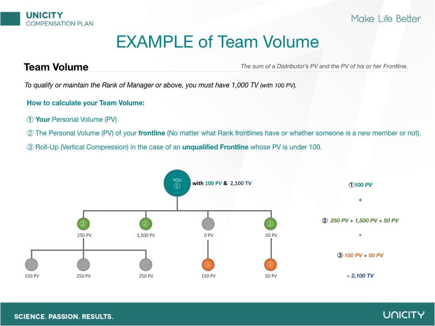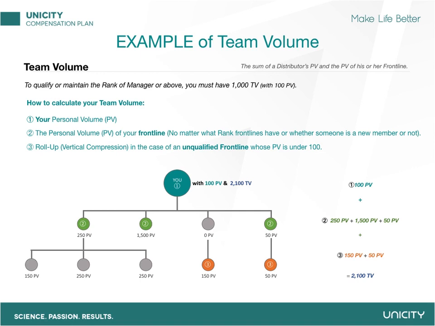And then your level 3, or the third category of your team volume, are the orange ones, 150 PV and 50 PV, for a total of 2100 TV. That's your PV, what's done through your account, circle number 1. And then the green and the orange are all part of your team.